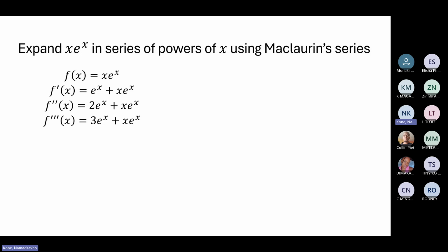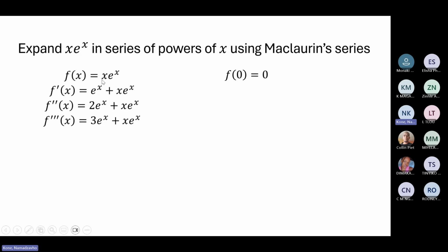Then now, what do we do next? Now we need to substitute 0 for each and every x, from the original equation for f of x up until the last one that we have there. Then to get f of 0, it will be 0.